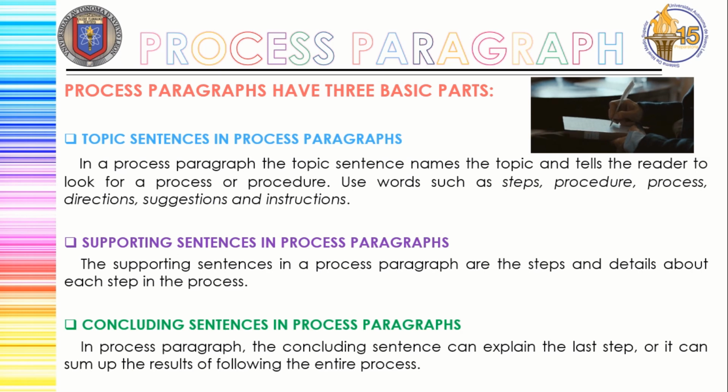Okay. Number one, a process paragraph begins with a topic sentence that names the topic and tells the reader to look for a process or procedure. Number two is about the supporting sentences, which are the steps and details about each step. Okay? And number three, the concluding sentence can be the last step or it can give the results. So in a process paragraph, you arrange the steps in order by time and use time order signals to guide your reader from step to step.